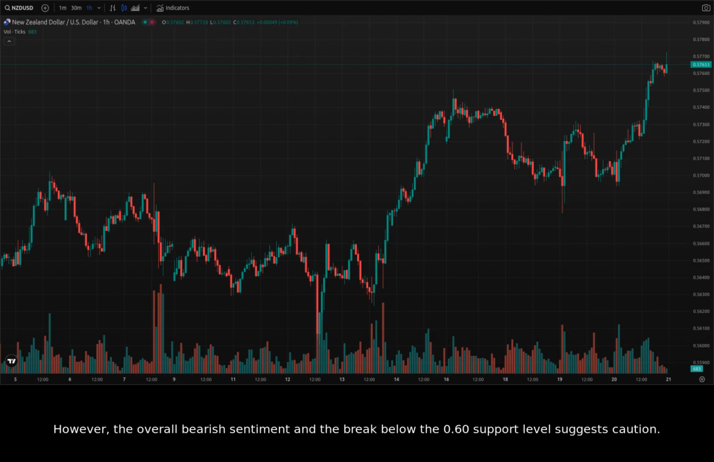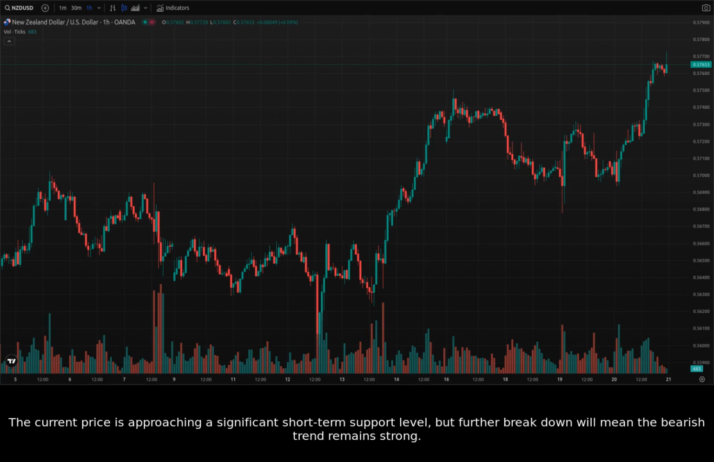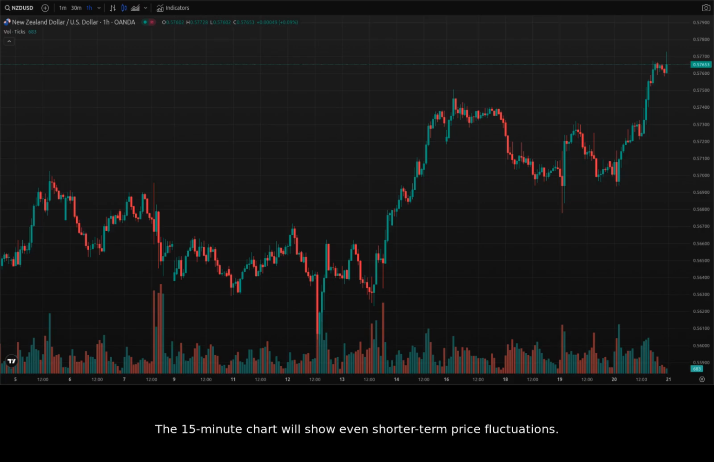However, the overall bearish sentiment and the break below the 0.60 support level suggests caution. The current price is approaching a significant short-term support level, but further breakdown will mean the bearish trend remains strong. The 15-minute chart will show even shorter-term price fluctuations.